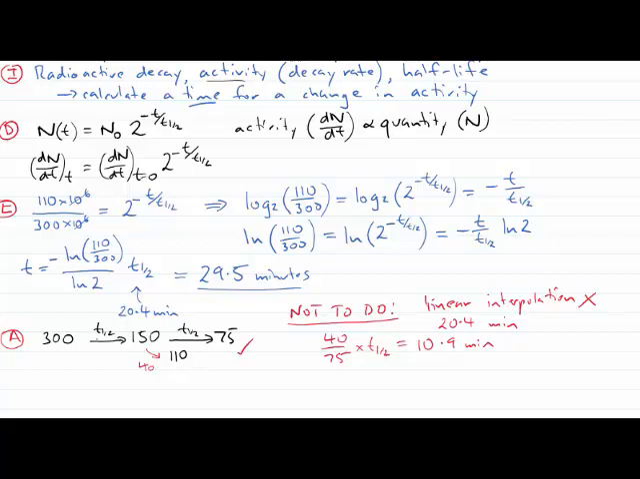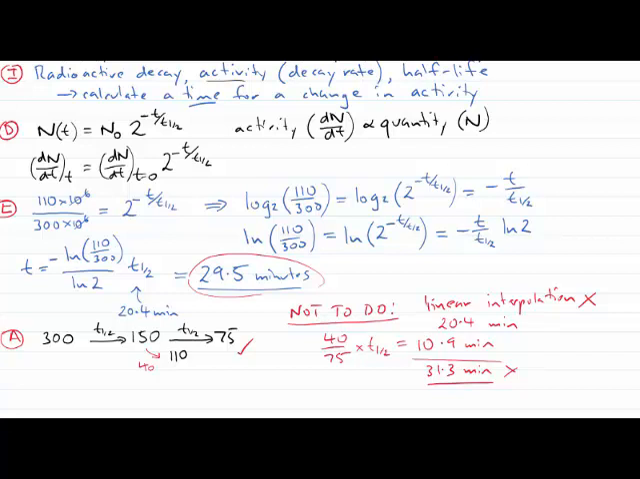And so with that first half-life of 20.4 minutes and this fraction of the second half-life, you add those together and you get a total time of 31.3 minutes, which is wrong. It's not the correct answer. The correct answer we know is 29.5. And the reason it's wrong is because we've used linear interpolation on a relationship that is not linear. This is a power law, essentially some kind of exponential type function.